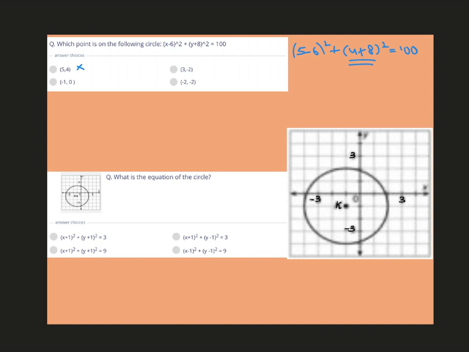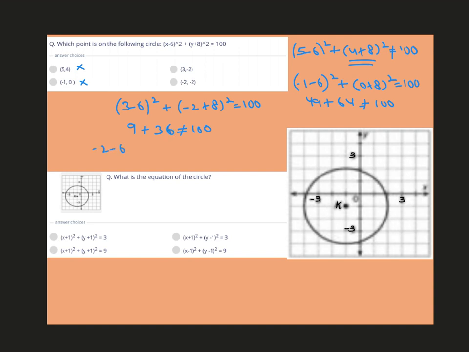If I check for minus 1 comma 0, (minus 1 minus 6) squared plus (0 plus 8) squared equals 100. Minus 1 minus 6 is minus 7. 49 plus 64 is not 100. So this is not the point either. If I check for 3 comma minus 2, (3 minus 6) squared plus (minus 2 plus 8) squared equals 100. 3 minus 6 is minus 3, which is 9, and 6 squared is 36, again not 100. So it has to be the last one, but let's check.